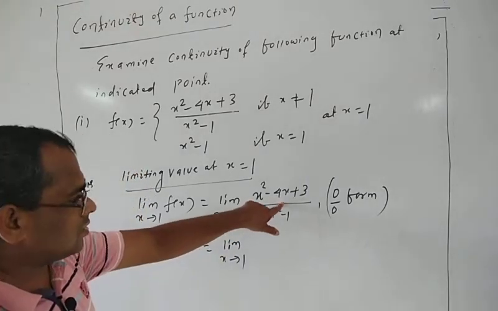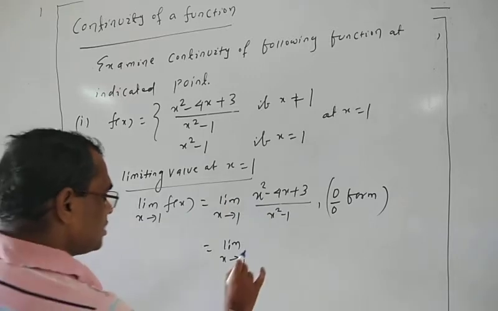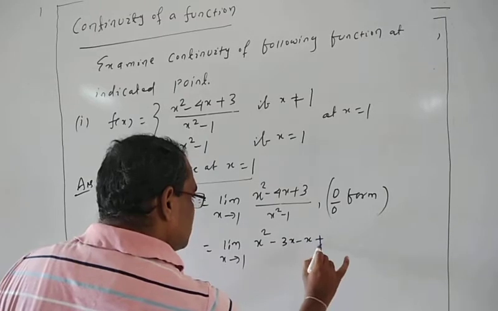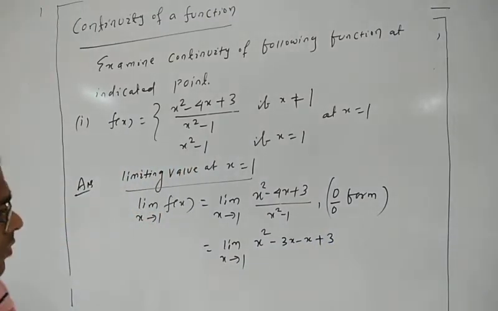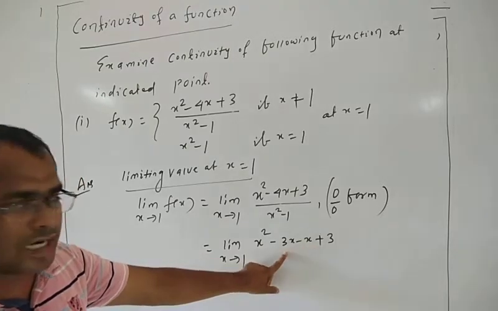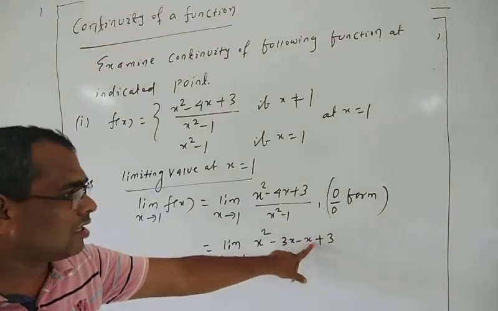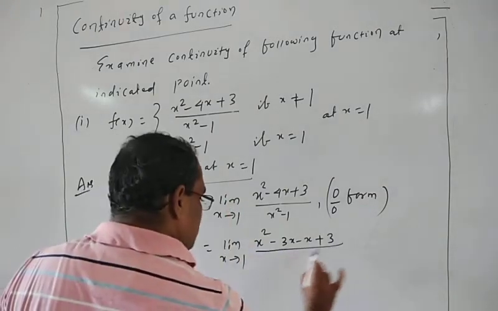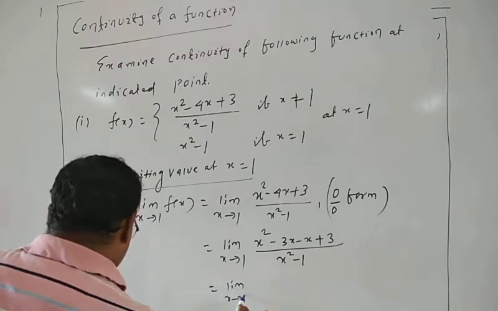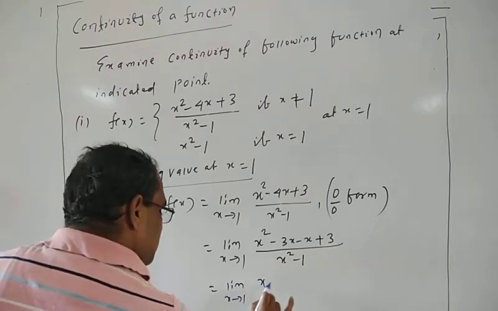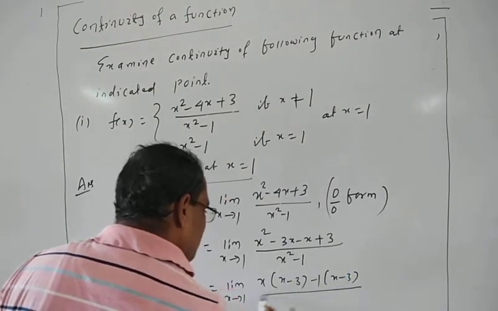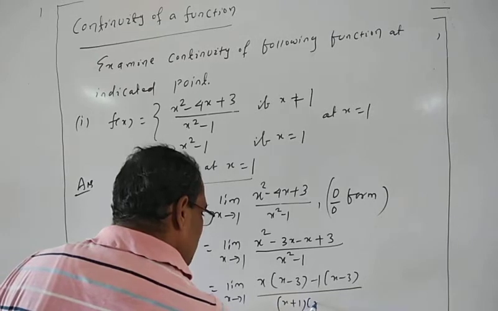Factorize using the middle term: x square minus 3x minus x plus 3, because the multiplication of minus 3x and minus x is plus 3x square and the addition of minus 3x and minus x is minus 4x, by x square minus 1. So this is equal to limit x tends to 1, here x common, (x minus 3) and minus 1 common, (x minus 3) by (x plus 1) into (x minus 1).